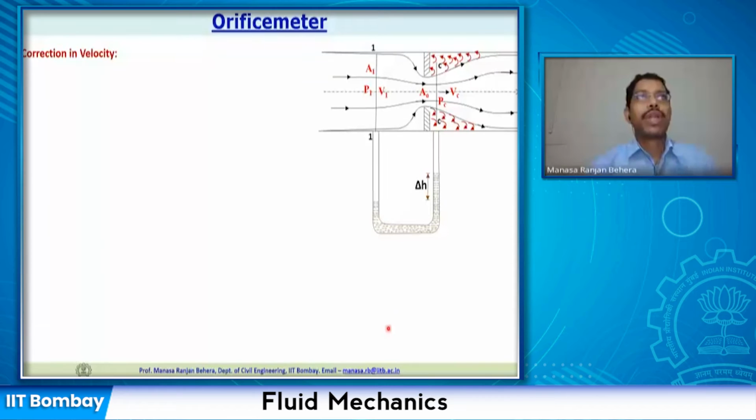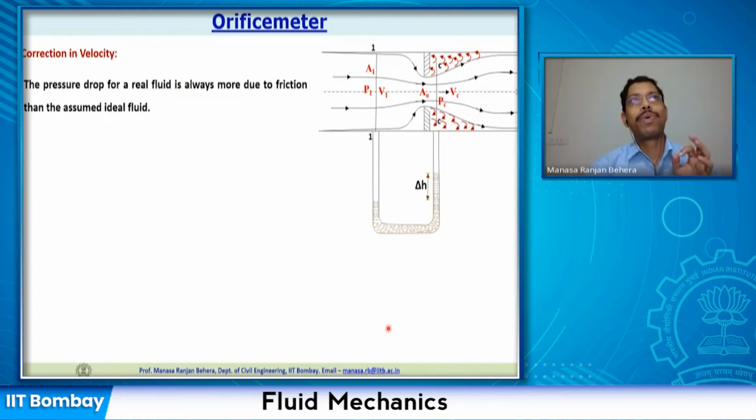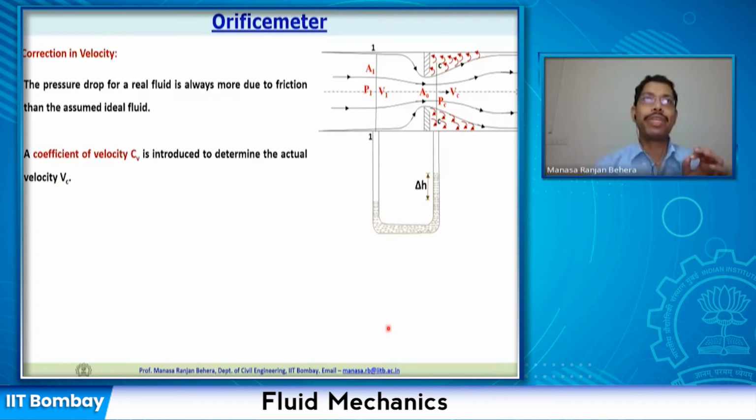We'll see that. So now there is a correction in the velocity because the velocity V0 and Vc are not the same. So the pressure drop for a real fluid is always more due to the friction than the assumed ideal fluid. Okay. So we are applying some correction factor for that. We assumed the ideal fluid, that's why we applied Bernoulli's equation, but it's a real fluid. So we'll apply some correction for the velocity because there is a drastic change here. So the coefficient of velocity Cv is introduced to determine the actual velocity Vc.